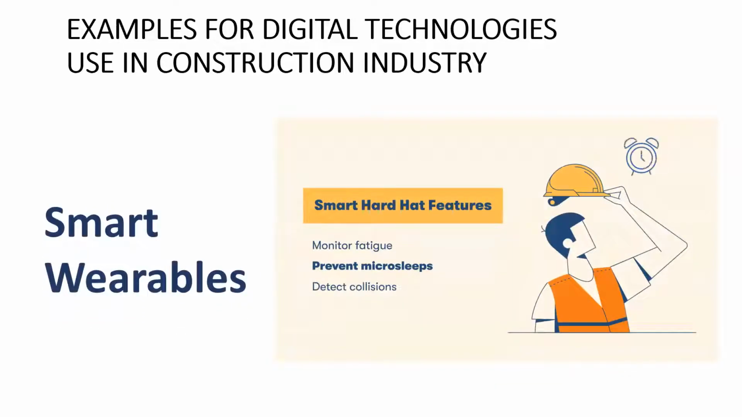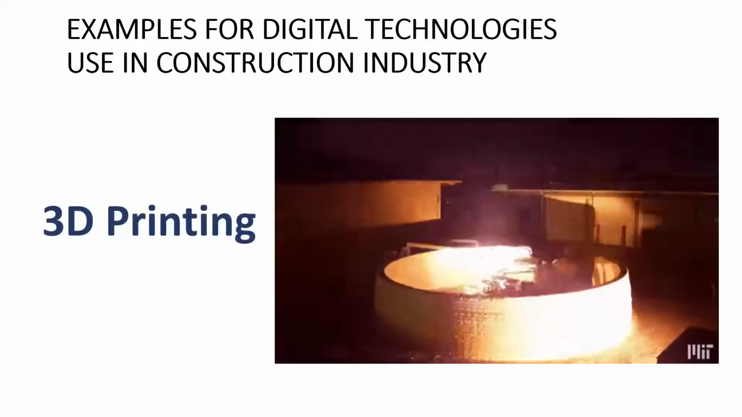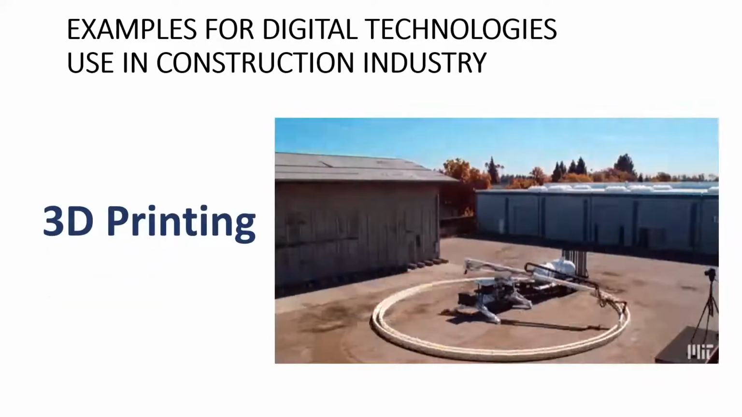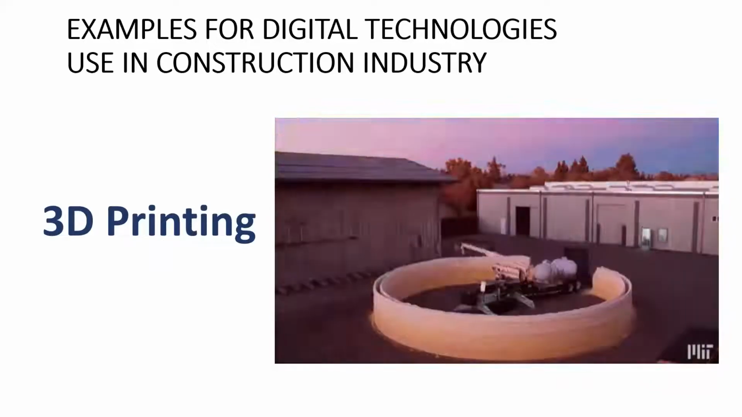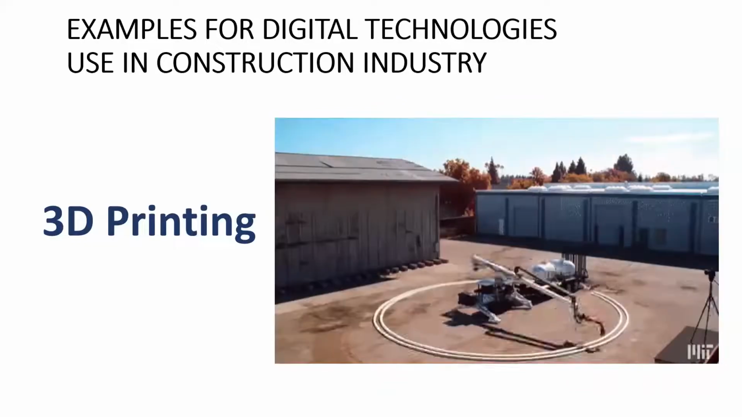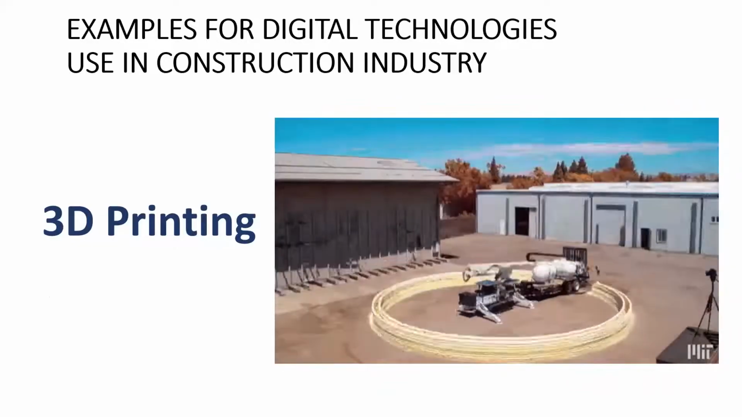Then smart wearables. As you can see in this example, if you wear a smart hard hat, you can monitor your fatigue. Then you will be prevented from micro sleeps, and collisions will be detected. So there are a lot of applications of these smart wearables available in the construction industry in the world. Then 3D printing. You can create a lot of precast elements by using 3D printing technology. In China, this 3D printing technology is used very efficiently.